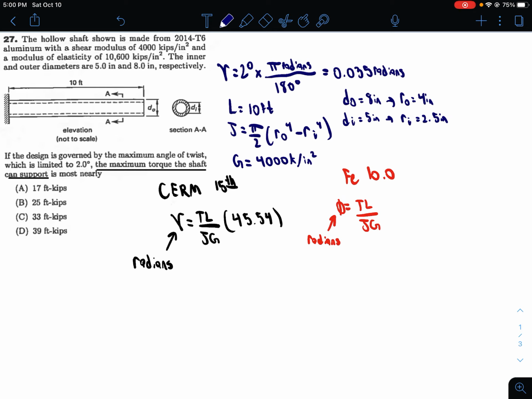So let's go ahead and find our J real quick. So J equals pi over 2 times 4, and I'll put it in this. Actually, let me go back.